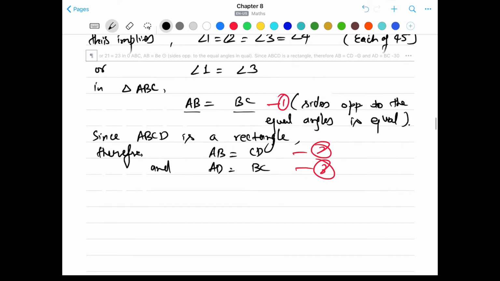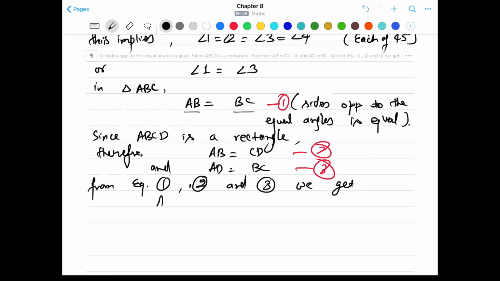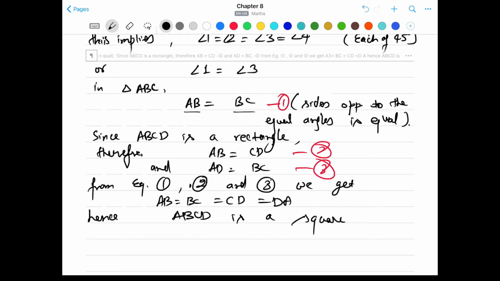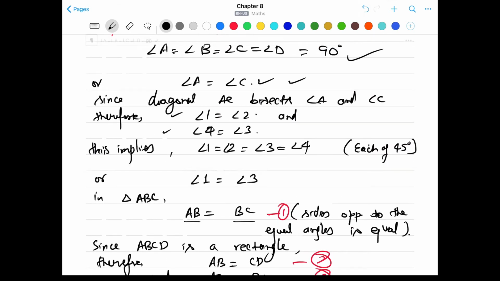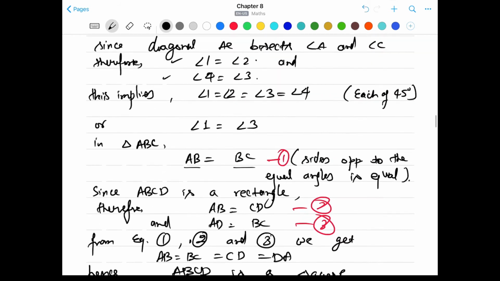Okay, so from equations 1, 2 and 3 we get that all four sides are equal. That means AB is equal to BC is equal to CD is equal to DA. Hence ABCD is a square. Since we have proved that all four sides are equal and we already have all four angles equal to 90 degrees, that means ABCD will be a square.